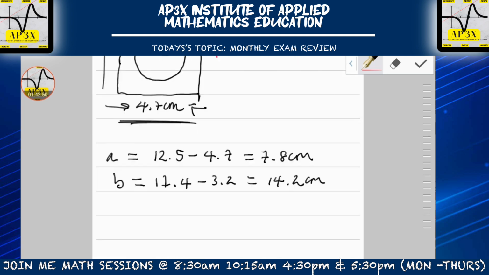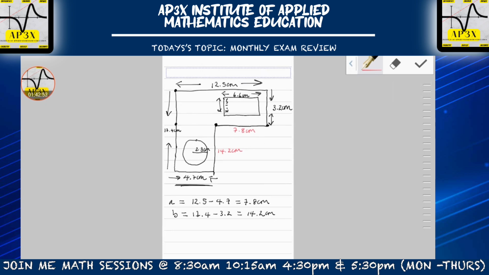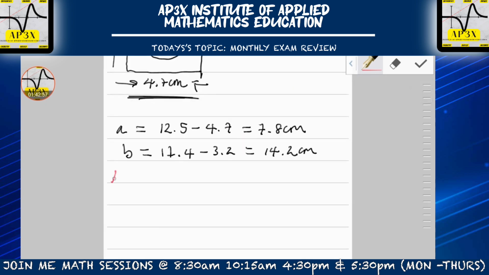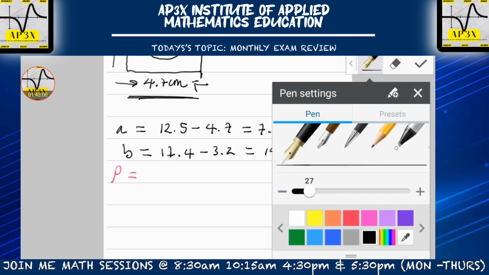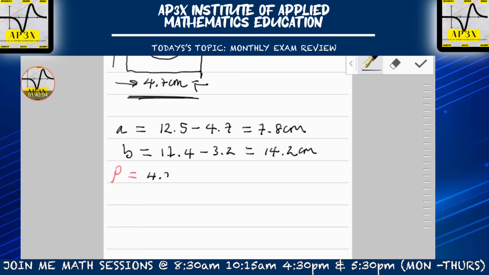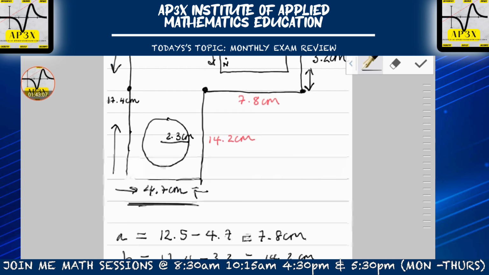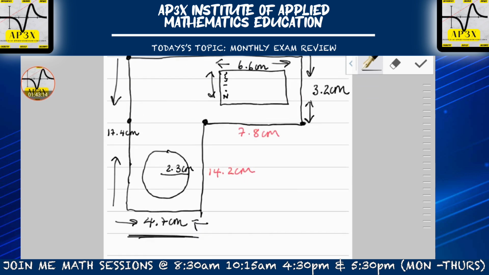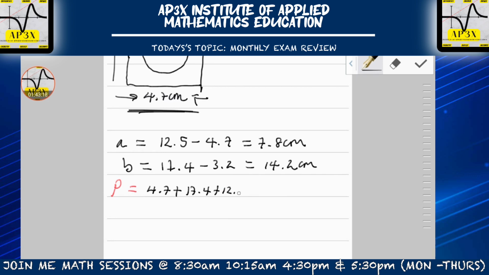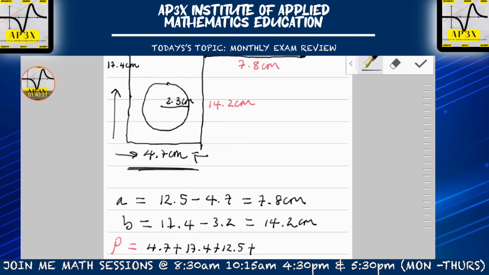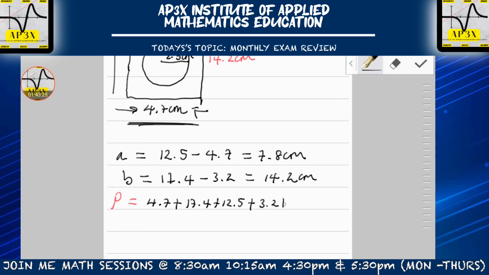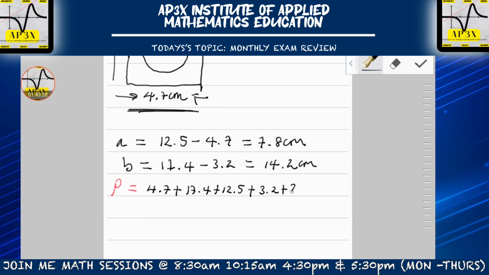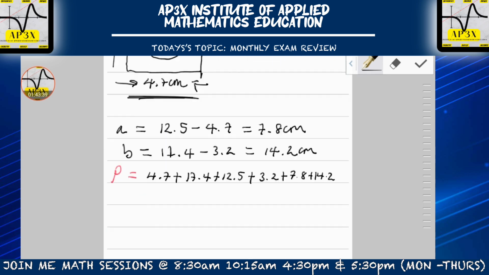The perimeter of the floor is simply going to be adding up all the sides that we now have. So the perimeter, P, is equal to, let's start with the 4.7 at the bottom, move towards the left, 17.4, go up to the top, that's 12.5, move along to the side, 3.2, plus the sides that we calculated, 7.8 and 14.2. And then of course, that would be the final length.